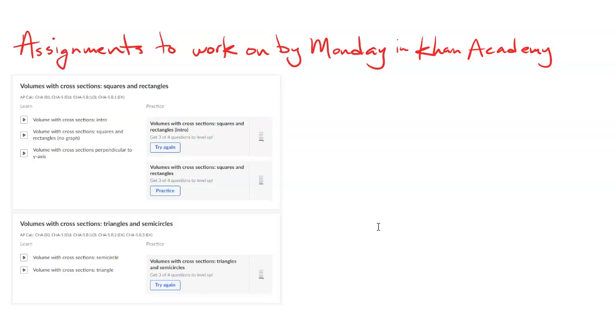So I do have the assignments up in Schoology for you guys. Try to work on them by Monday. If you felt like squares and rectangles were a lot easier, obviously practice a lot more of those first. And then move to triangles and semicircles, because it's the same ideas, just different shapes.